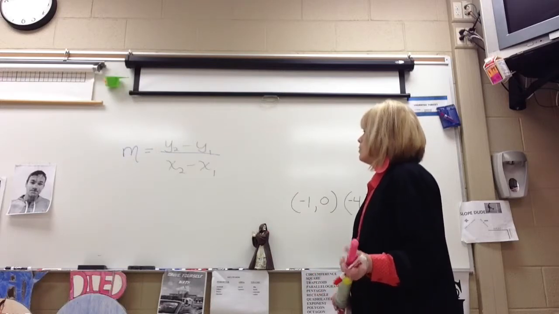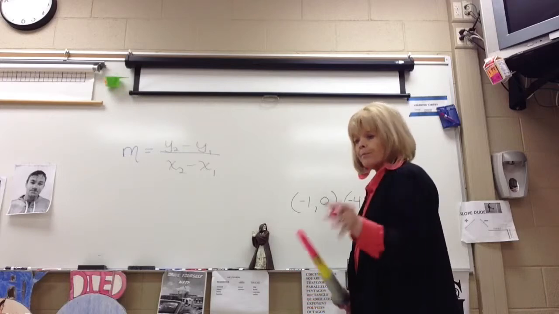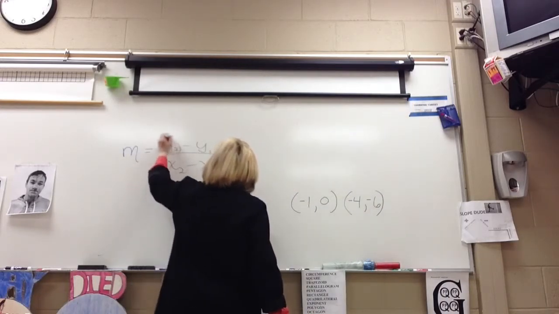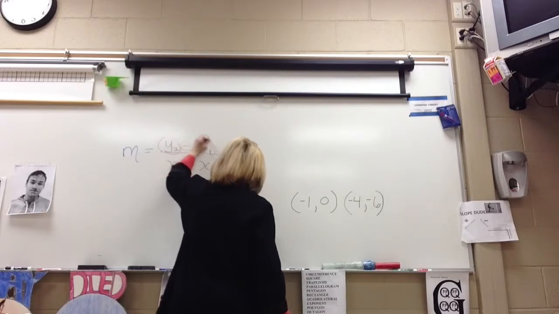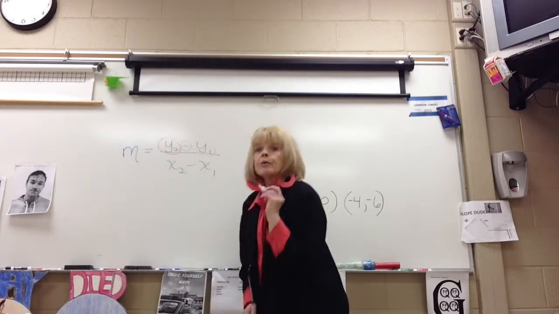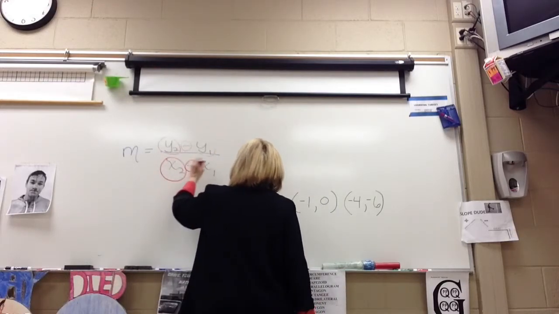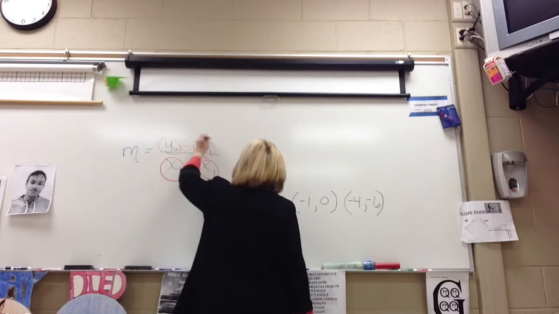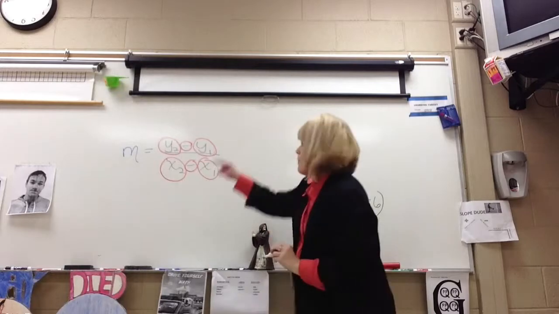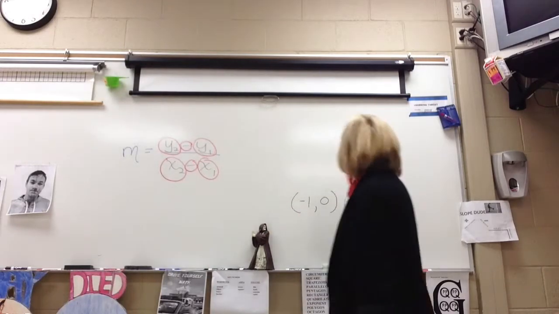So to do that formula, I want you to make 3 bubbles on the top, like so. Bubble up, bubble up, bubble up. I don't like that marker. And 3 bubbles on the bottom. Oh, better marker. Three bubbles on the bottom. And they are very important.